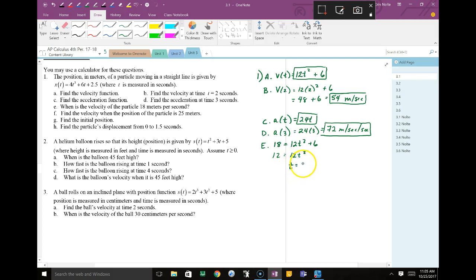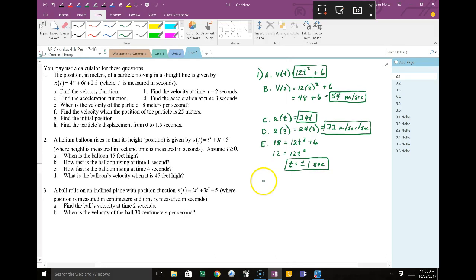Close. Plus or minus 1. We do have to include negative times for this. Since we're working with a particle on a straight line, we're going to include our negative time. But if you're working with the position of a ball, then we wouldn't have a negative time.